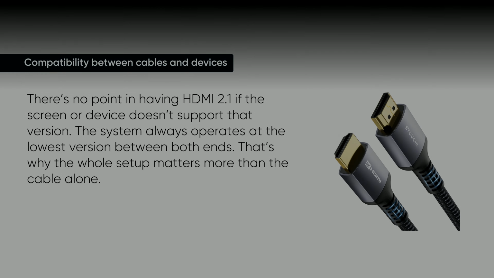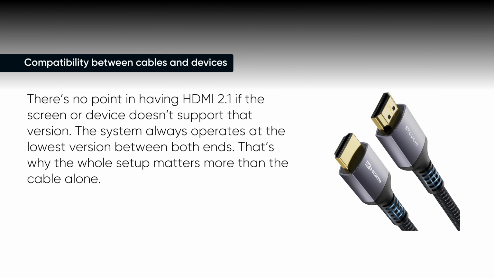Compatibility between cables and devices. There's no point in having HDMI 2.1 if the screen or device doesn't support that version. The system always operates at the lowest version between both ends. That's why the whole setup matters more than the cable alone.